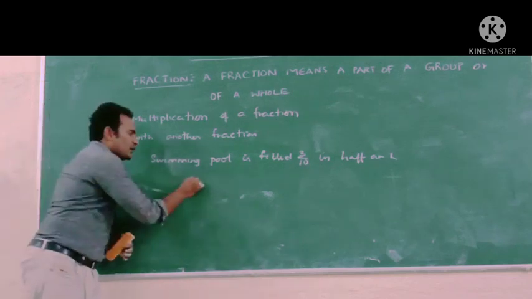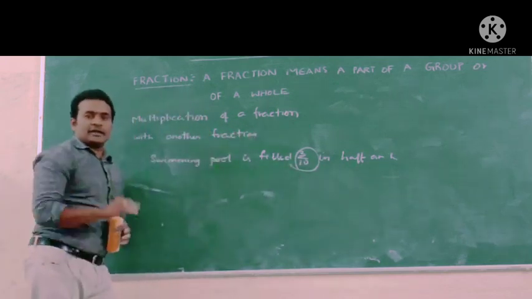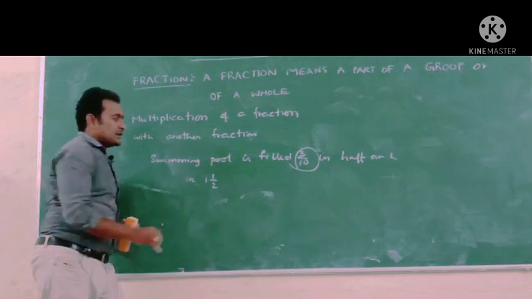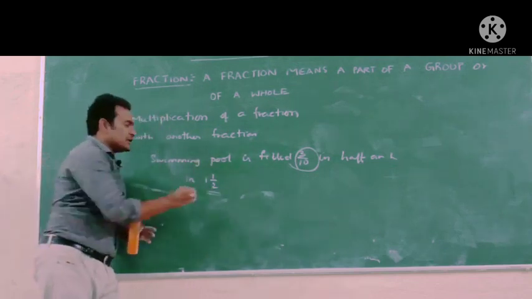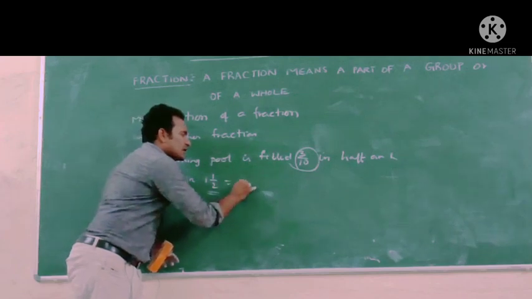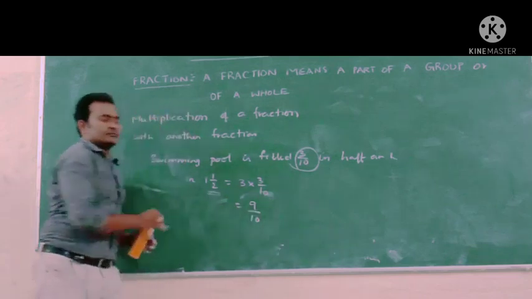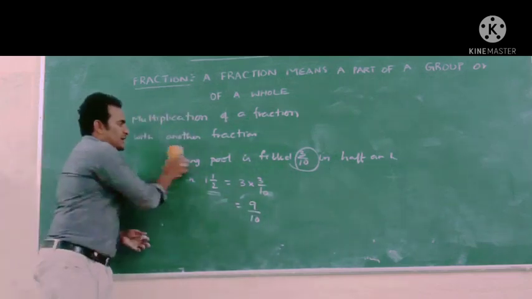So for every half an hour it has filled 3/10 part. How many half hours are there in 1.5 hours? There are 3 half hours. So 3 into 3/10, that is 9/10.